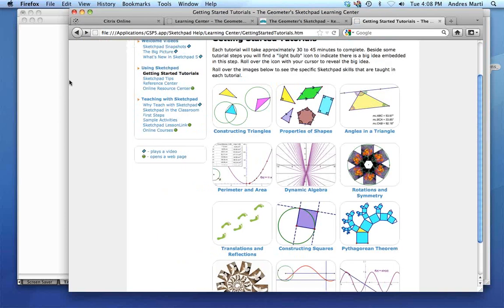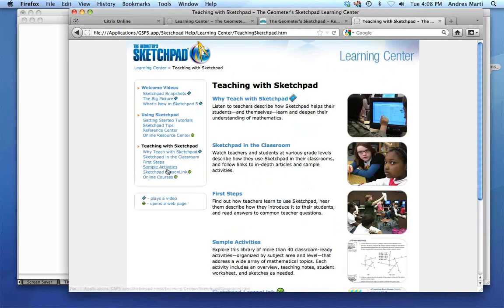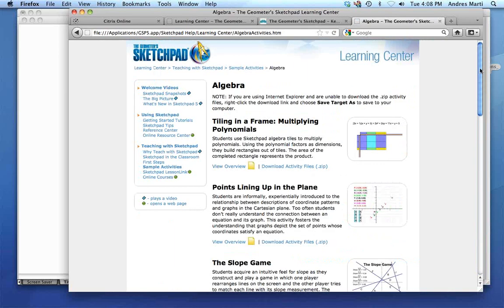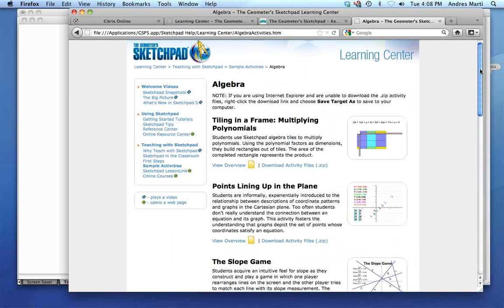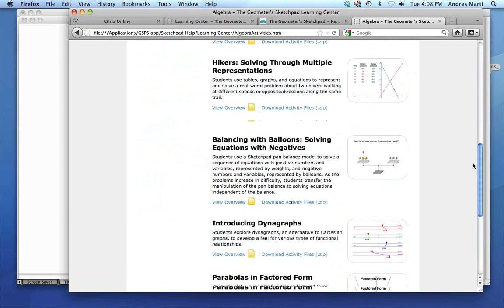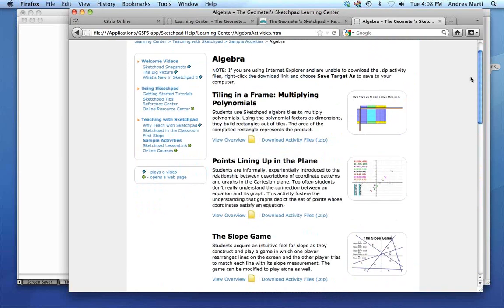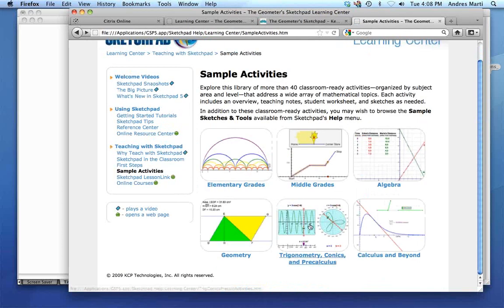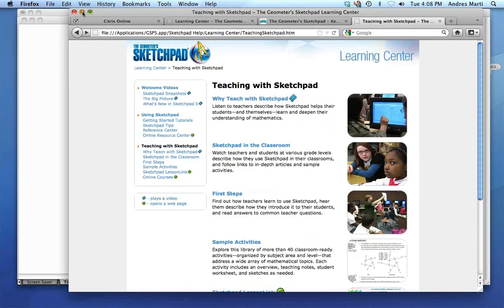The other source of activities I'm going to be going through are from the Teaching Sketchpad section. We have sample activities organized by grade level and topic. Pretty much all the sample activities I'm going to be doing today come from the Algebra section. So there's a number of these sample activities I'm going to be demoing quickly, showing you some salient points about. I'm also going to show one from higher level. And I just wanted you to know where the source of these things are.